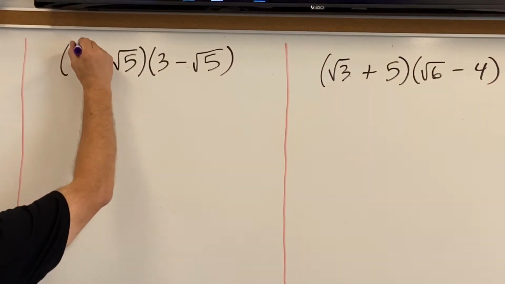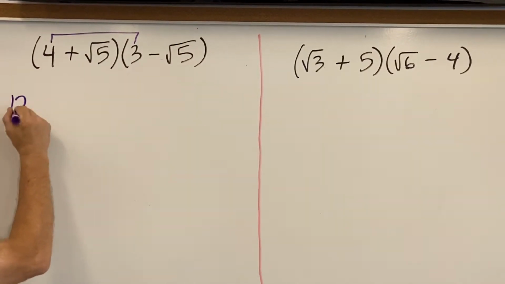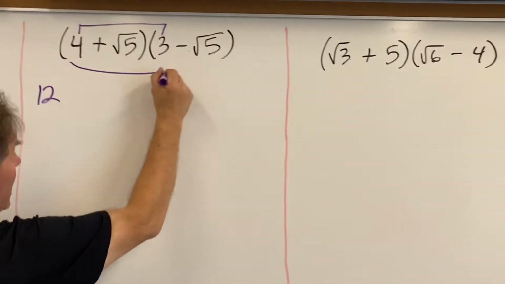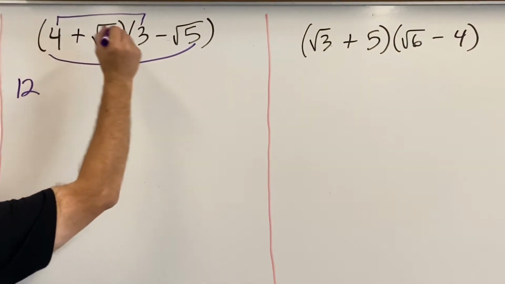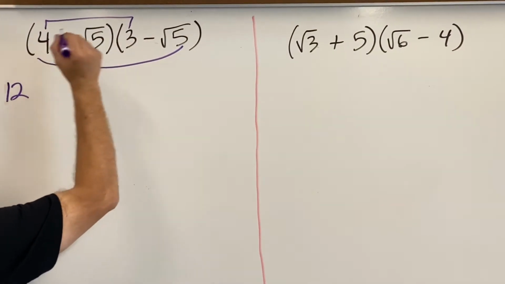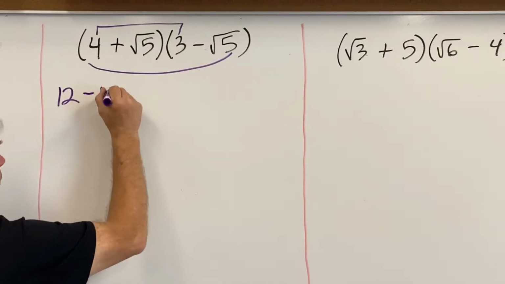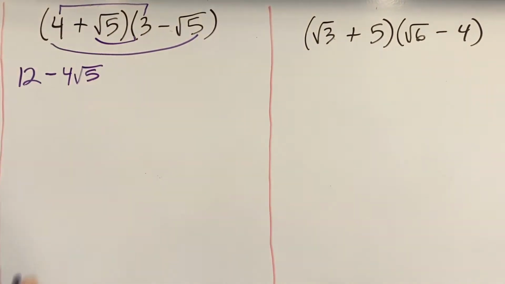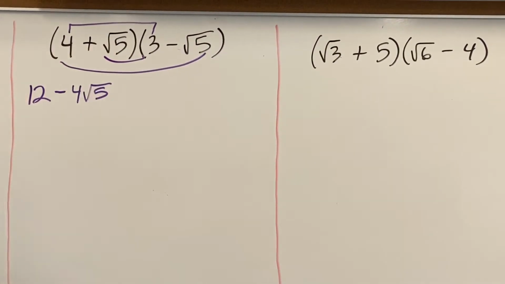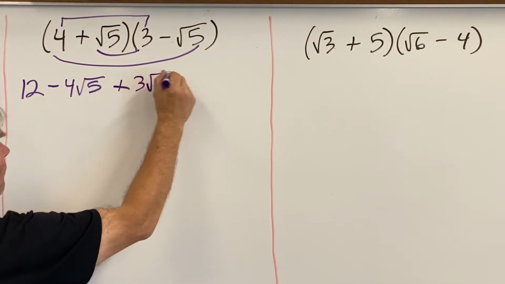First means I take the 2 first things and multiply them. 4 times 3 is 12, right? Outside means I go this guy times this guy. 4 times negative root 5, so positive times negative is negative. 4 times root 5 is 4 root 5, negative 4 root 5, okay? Inside is positive times positive will be positive. Root 5 times 3 is 3 root 5.